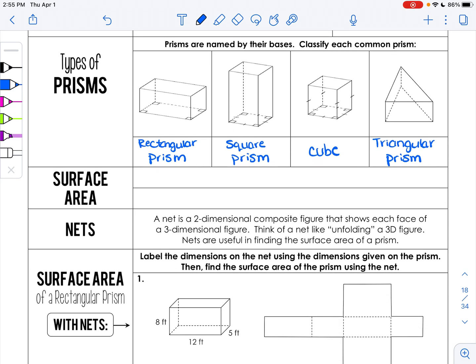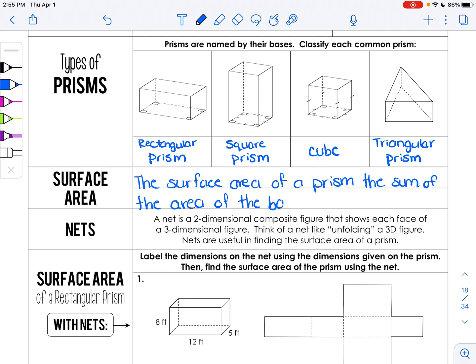So what the surface area is: the surface area of a prism is the sum of the area of the bases and lateral faces. So you're going to be finding the area.